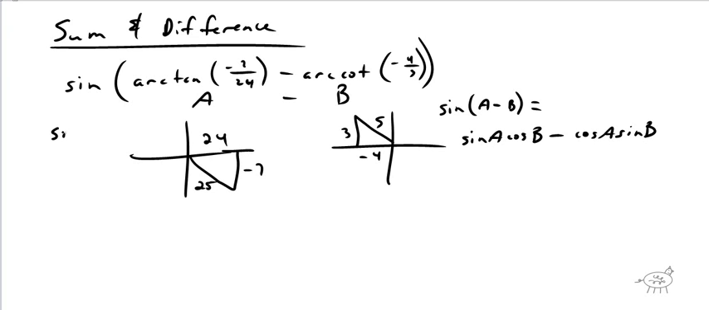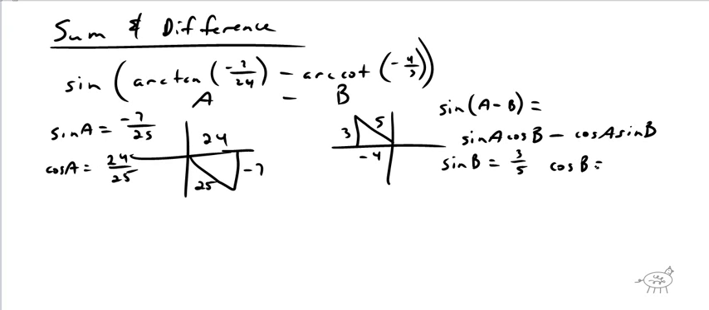For the first one, sine of A is negative 7 over 25. Cosine of A is 24 over 25. Sine of B is equal to 3/5, and cosine of B is equal to negative 4/5. Okay, and then we plug those values right into here.